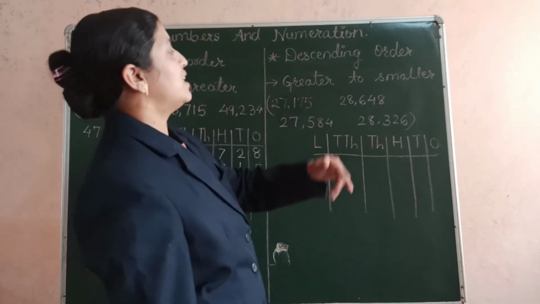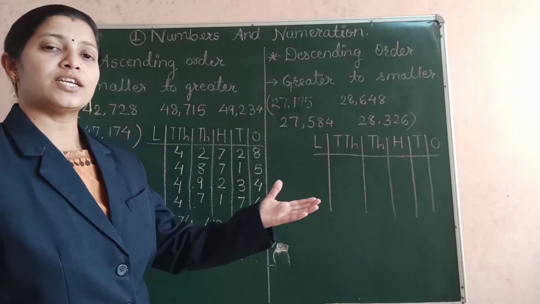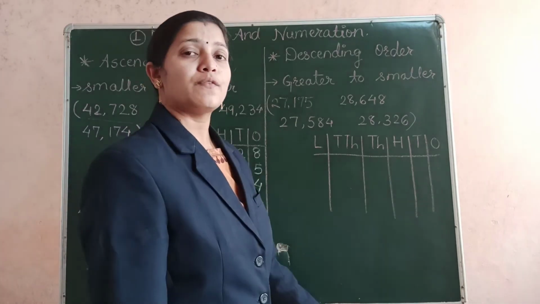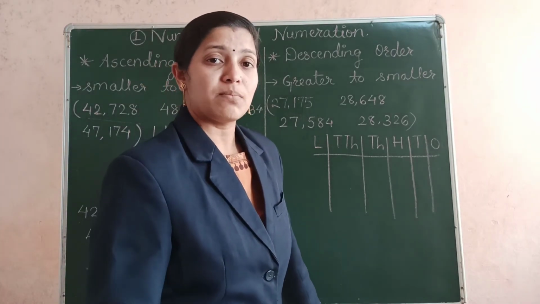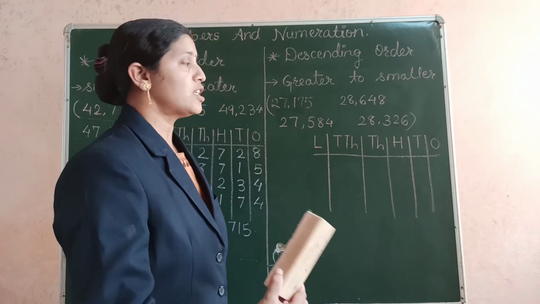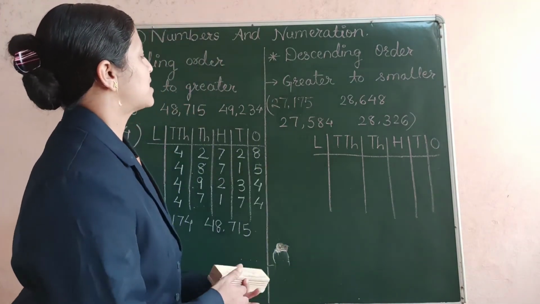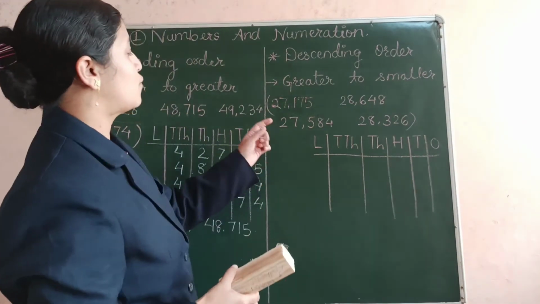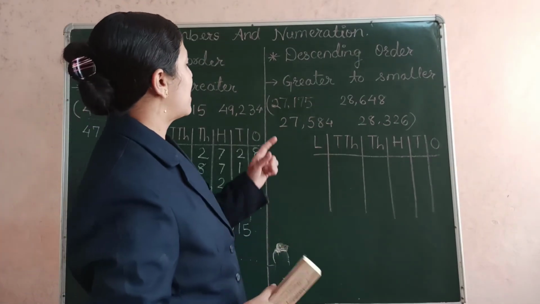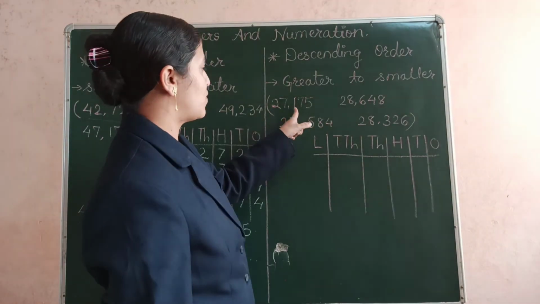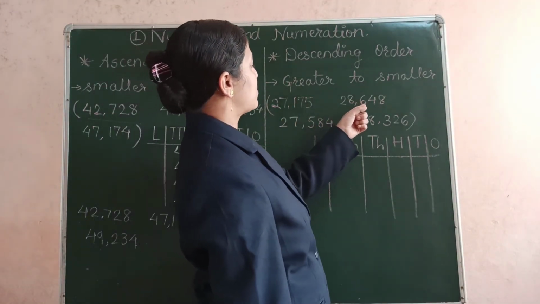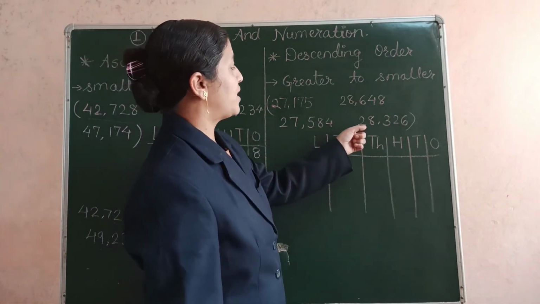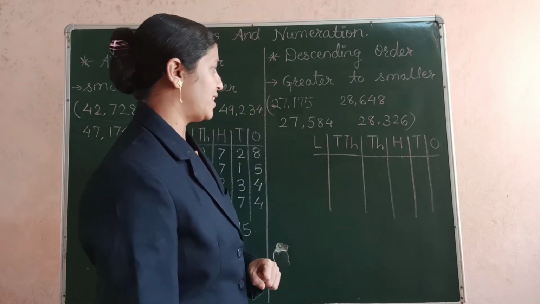Now let us see the descending order. As I told you, descending order is just opposite to ascending order. In descending order, we find out the greatest number first, and then we move on to finding the smallest numbers. So here you can see, here too we have the set of 4 numbers, and the numbers are 27,175, 28,648, 27,584, 28,326.